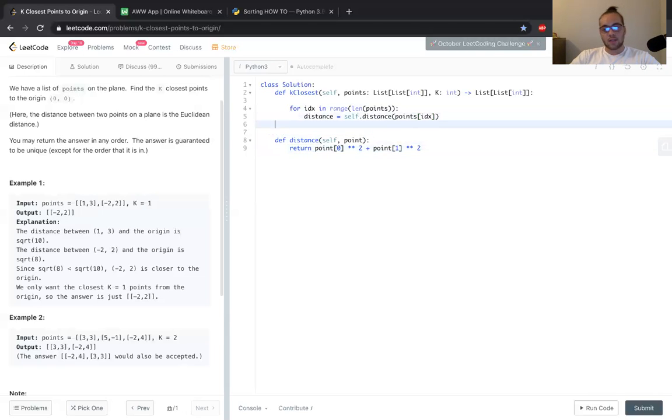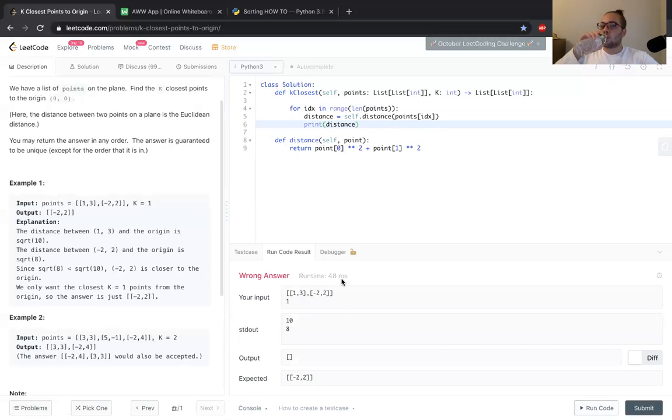So now let's check this out. I'm going to say print distance, right? So now we have 10 and we have 8, just like how we wanted. And we know that 8 is less than 10. So we're like, okay, cool. Now let's return the one that's associated with 8.